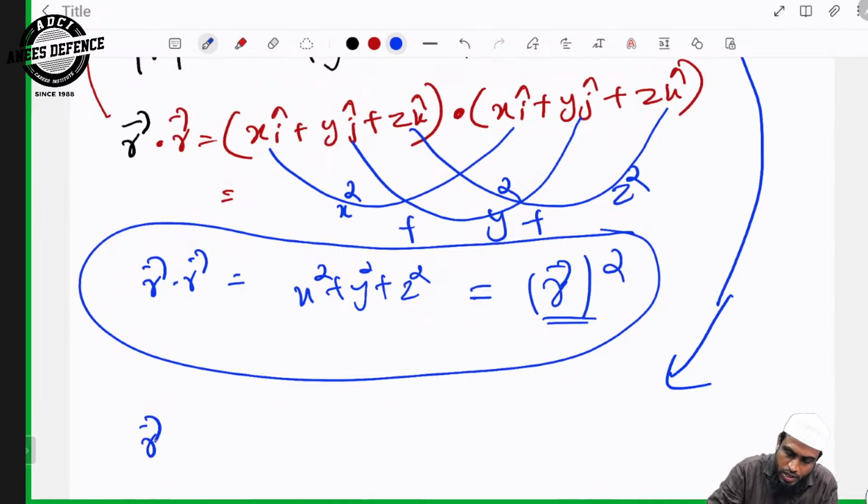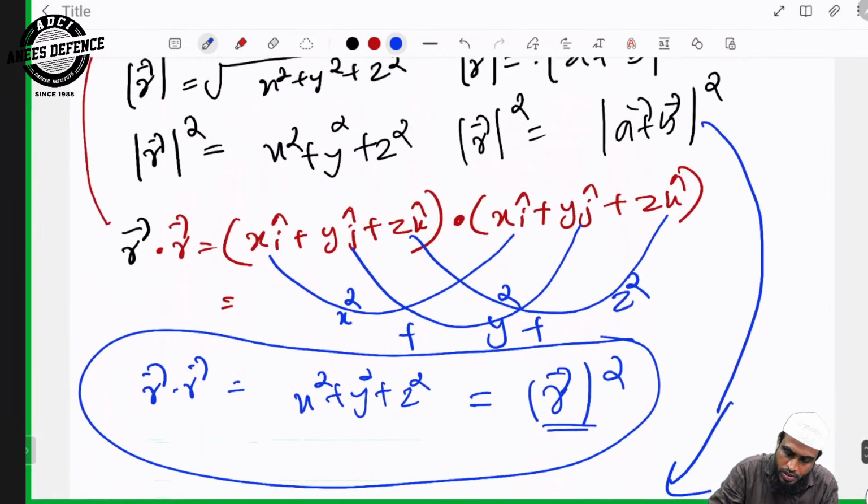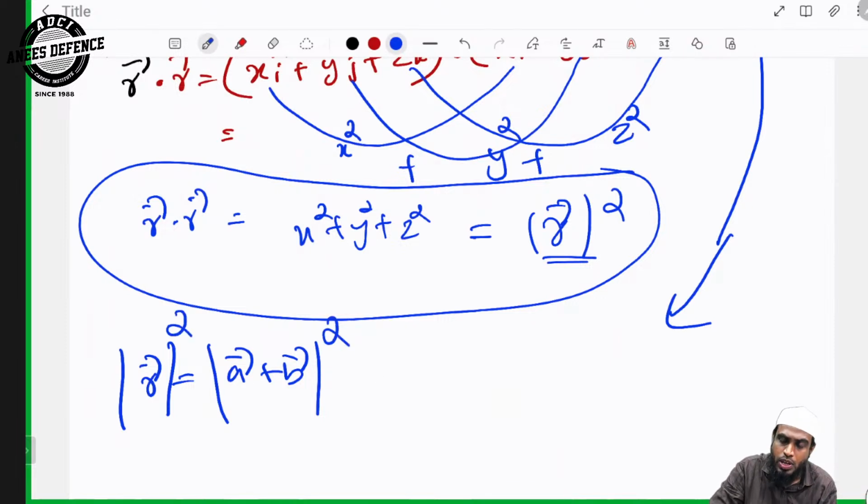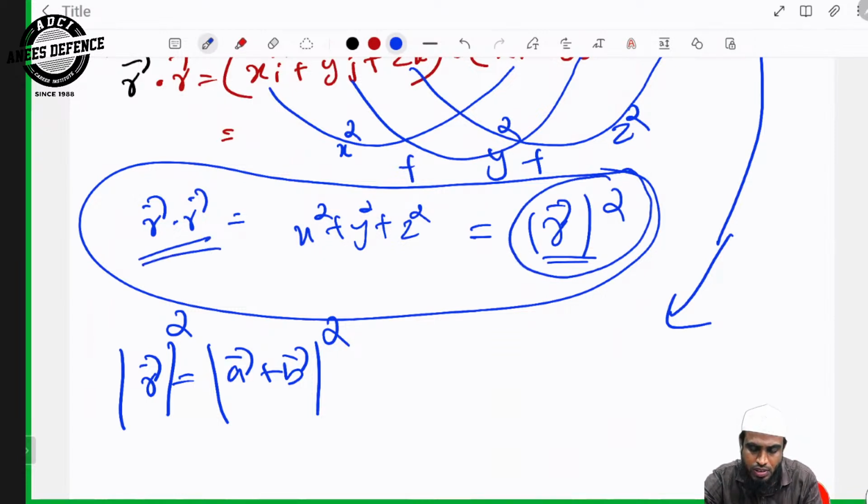Here our vector is r, that is equal to vector a plus b. If the magnitude of r is taken, the magnitude of a plus b can be taken. Magnitude of r square is magnitude of a plus b square. Since a vector's magnitude square is equal to the scalar product, the dot product of the same vectors.